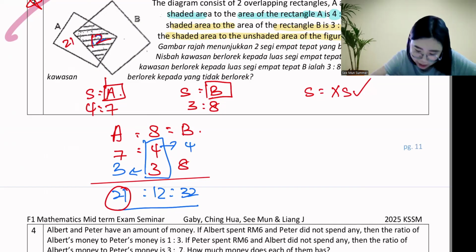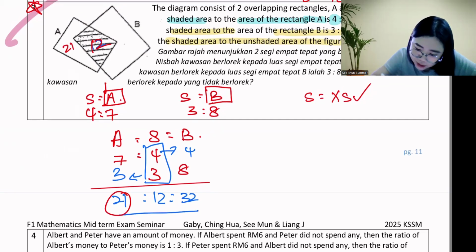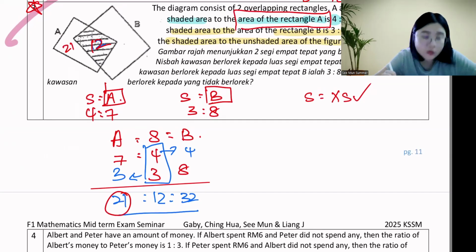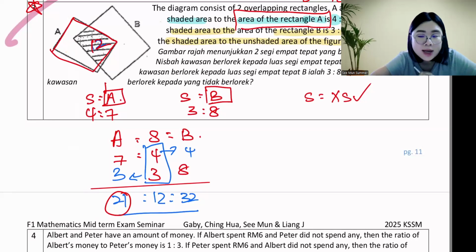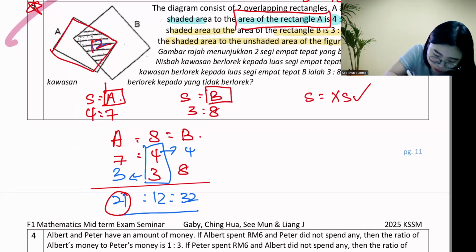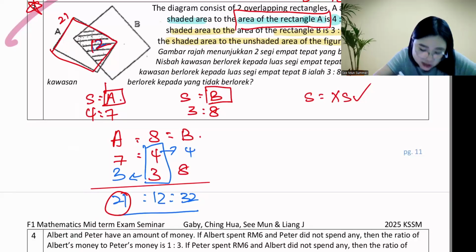Read back the question. The A is the area of the rectangle A. What is the area of the rectangle A? This is the area of rectangle A. The whole thing is 21. That's why I cannot write on the blank section. So I know the whole thing is 21. So later I need to minus. Meaning this piece of paper equals to 21. Understand? This piece of paper equals to 21.